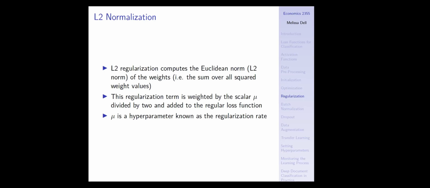And that mu hyperparameter that you multiply the sum of squared weights by is known as the regularization rate. That's something that you would also optimize over when choosing your hyperparameters. And we'll talk more about how you know if you have enough regularization, too much regularization, or too little.